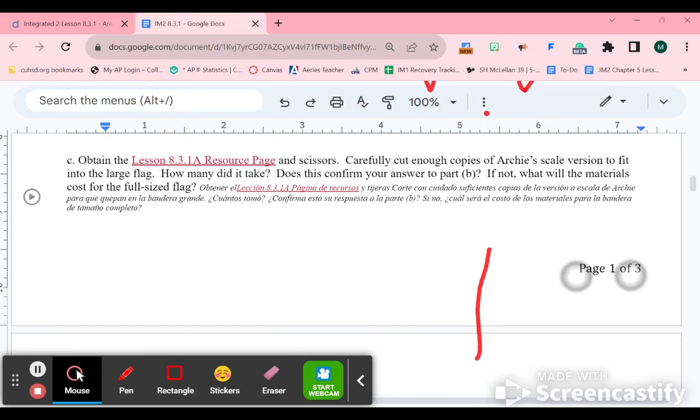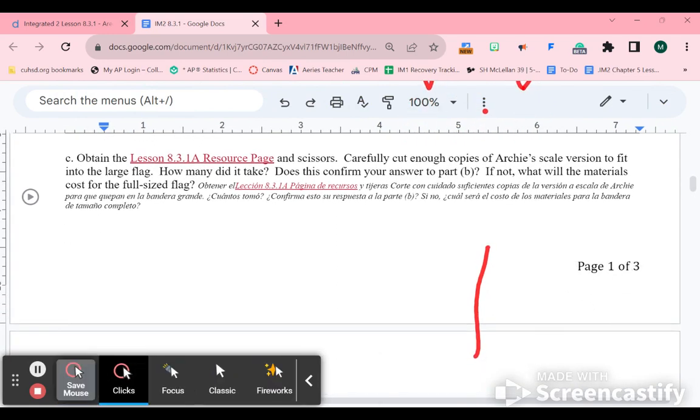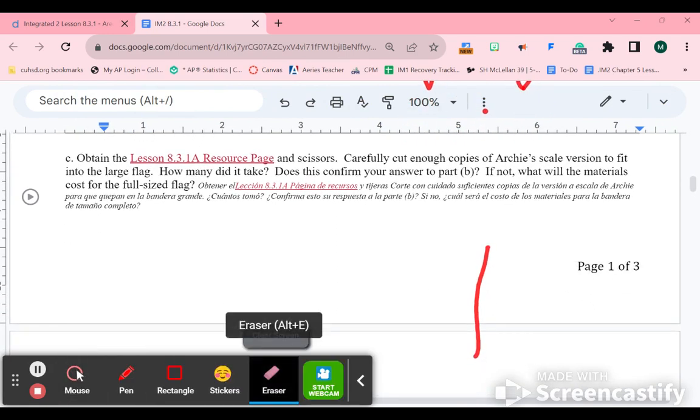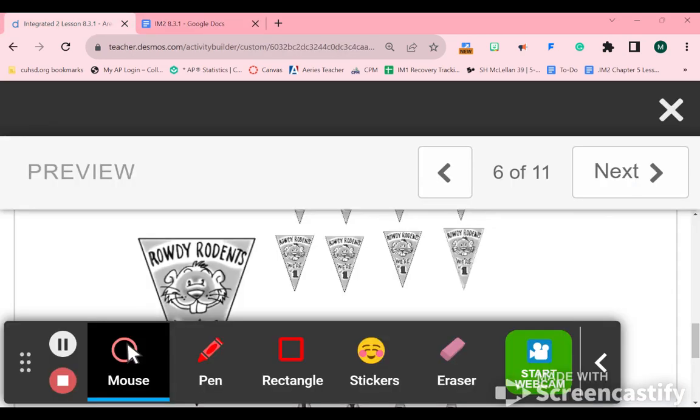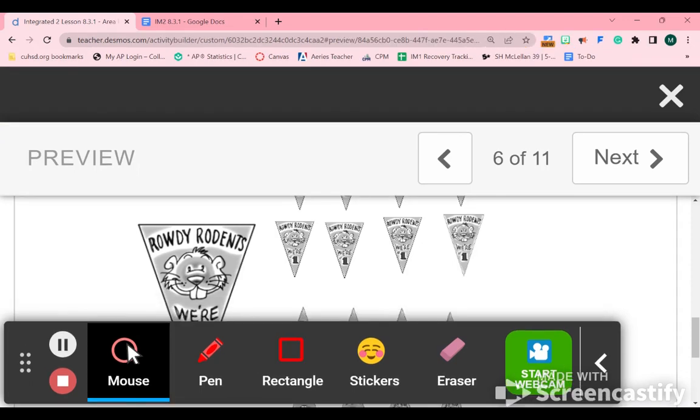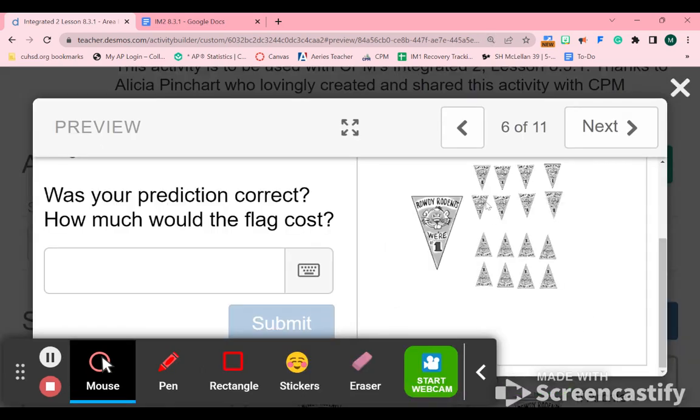All right, so part C says to obtain a resource page. And I've got a copy of it ready to go on Desmos. We're going to look at Archie's flag. And let's go to Desmos right now. And we're going to see, hey, let's check how many little flags fit in the big flag. So I'm going to take these little flags and I'm going to move them to the big flag.